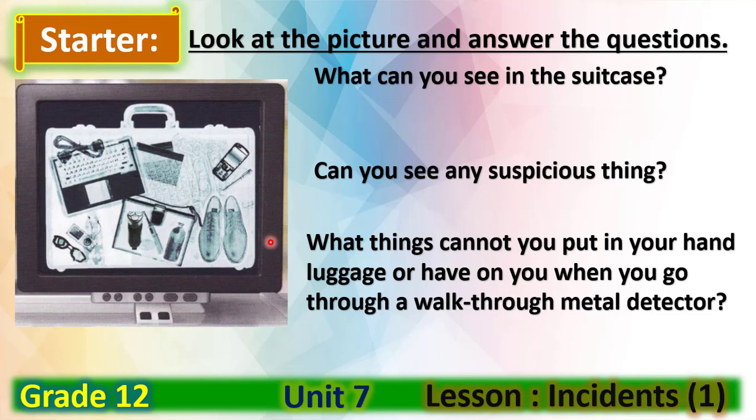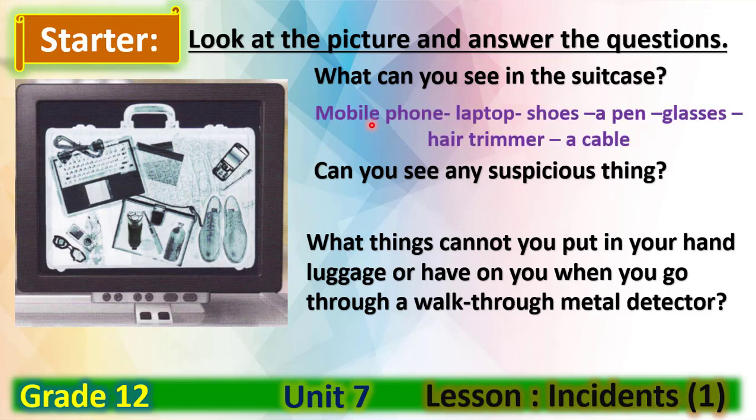Welcome back, my dear students. Now let's start answering the questions. The first question, what can you see in the suitcase? What can you see inside it? Good. Mobile phones, laptops, shoes, a pen, glasses, hair trimmer, and a cable. Can you see any suspicious thing? Anything that is dangerous or may cause harm to anybody? No, I can't. This is a general question.